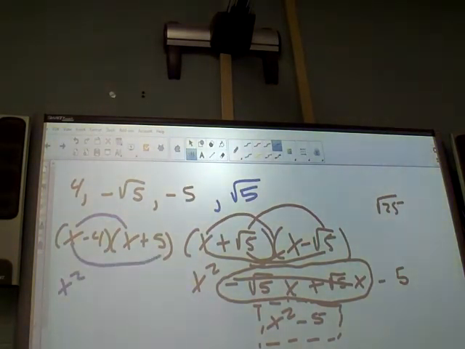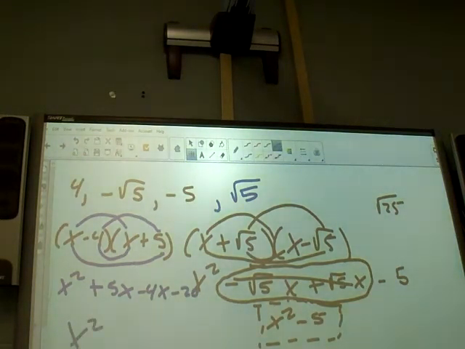And then here's a positive 5x. And then here's a minus 4x. And then here's a minus 20. So that gets me x squared. 5x minus 4x is a positive 1x. Okay, so now I'm at that same stage that I was on number 1.